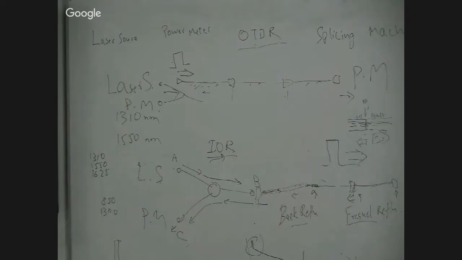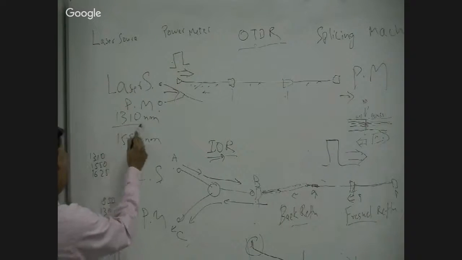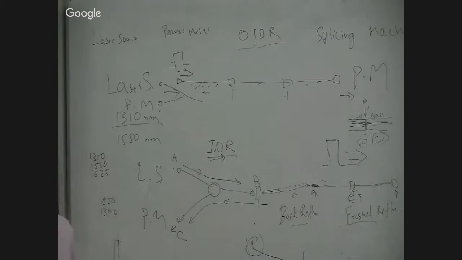So that's the flow, from the light source to the power meter. What unit will we be using, and how do we measure it? First, you start with the normal 1310. You turn the laser source on. On the power meter, you use the same 1310 setting and check at the other end.